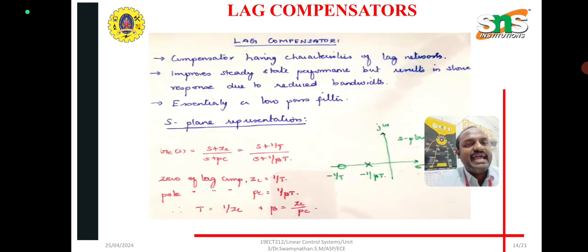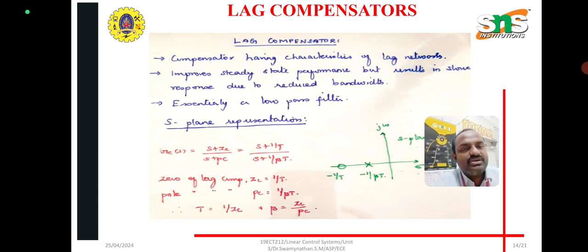Following with the activity, you will see the lag compensation, same as for lead compensation. The lag compensator has the characteristics of lag networks; it improves the steady state performance but results in a slower response due to reduced bandwidth. So it is especially a low pass filter. The lead compensator is a high pass filter, and this one is the low pass filter.